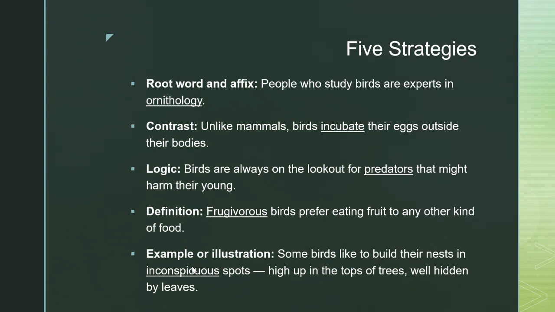Example or illustration. Some birds like to build their nests in inconspicuous spots. I don't know the word inconspicuous, but I'm going to keep reading. High up in the tops of trees, well hidden by leaves. Okay, so this is similar to the definition of the word in a sentence. In this case, we're given an example or a visualization, an illustration of what makes their nests inconspicuous. Their nests are inconspicuous because they are well hidden. So that means the definition of inconspicuous is well hidden, hard to see, hard to find.